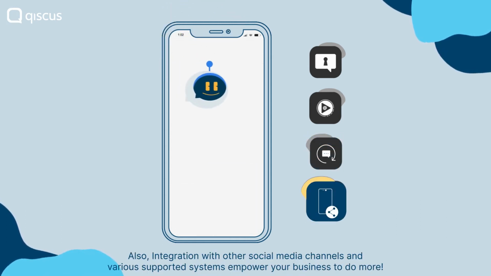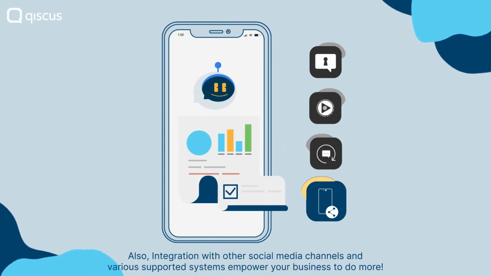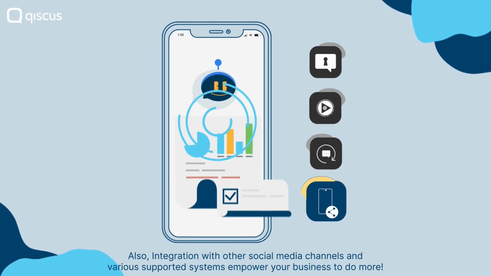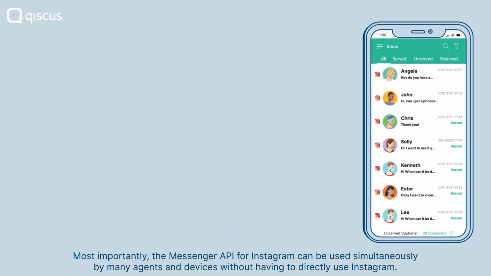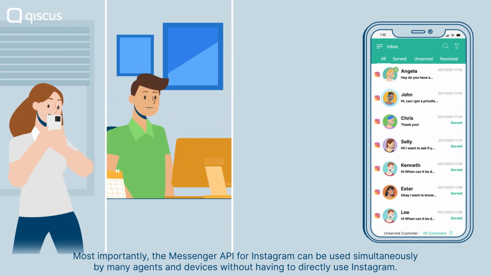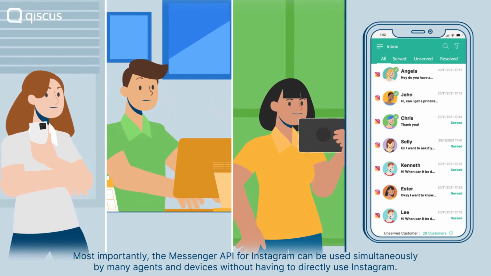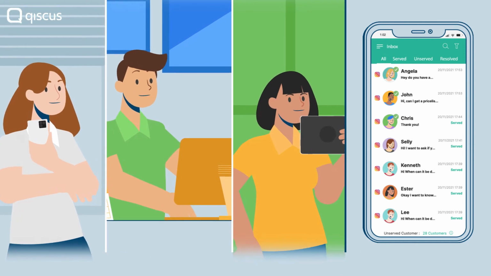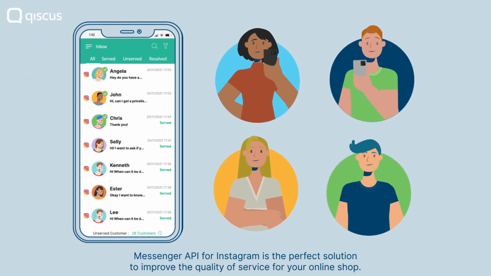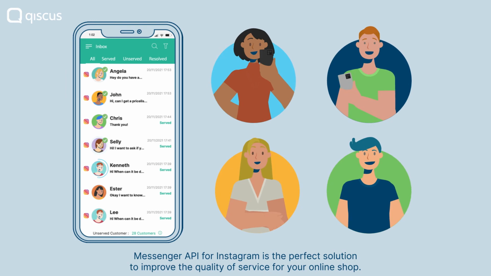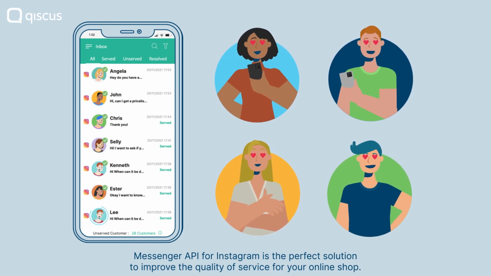Also, integration with other social media channels and various supported systems empower your business to do more. Most importantly, the Messenger API for Instagram can be used simultaneously by many agents and devices without having to directly use Instagram. Messenger API for Instagram is the perfect solution to improve the quality of service for your online shop.